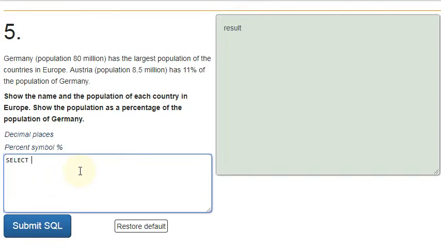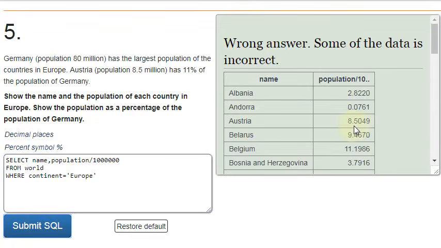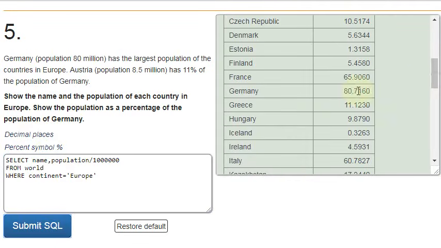So what I want is the name and the population from world, and we'll stick to Europe, where continent equals Europe. Okay, so this is the basic query. That's the population as a number. I could divide that by, say, 1,000,000, and we'll see the population in millions. So now we can see, there we go, there's Austria, population of 8.5, just like it said, and Germany with a population of 80, well, that's more like 81.